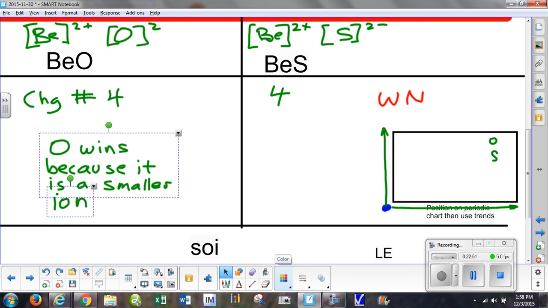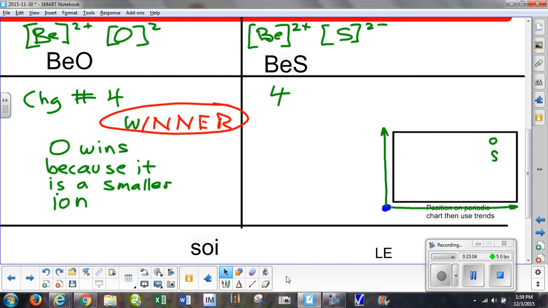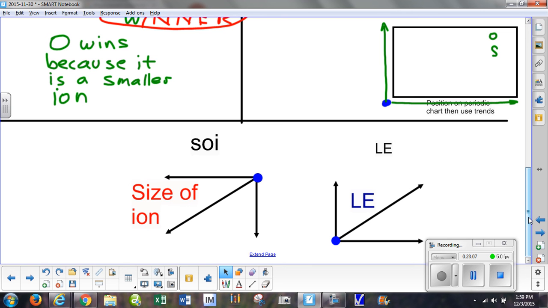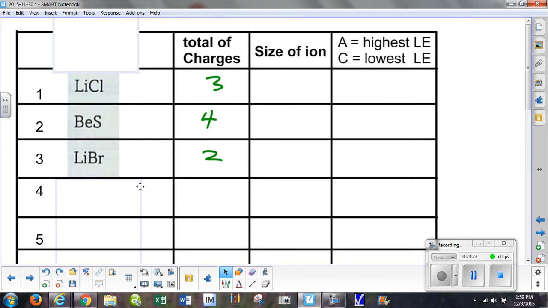Oxygen wins. And let's just erase this and mark this guy the winner with red. We'll have a green and a red. There we go. Now, what else do we have? Oh, there are the guys that you want. SOI, that's not soy. Size of ion. And LE for lattice energy. All right, here we go. There are those reminders there. Now let's go figure out who has the most lattice energy.